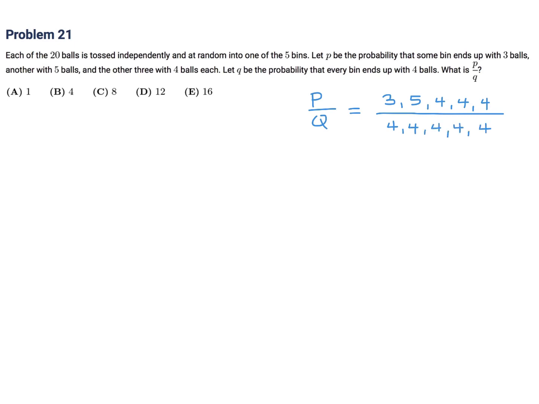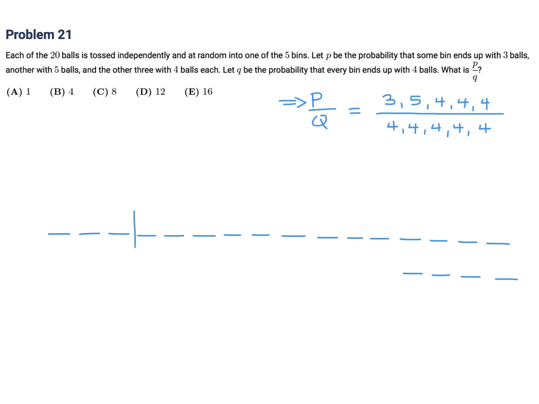Okay. All right, so let's first talk about one of these, and then hopefully you'll get an idea of how to figure this out. So we got 1, 2, 3, 4, 5, 6, 7, 8, 9, 10, 11, 12, 13, 14, 15, 16, 17, 18, 19, 20. Okay, we got 20 balls, right? And we got 5 bins. But the first scenario is a 3, 5, 4, 4, 4.